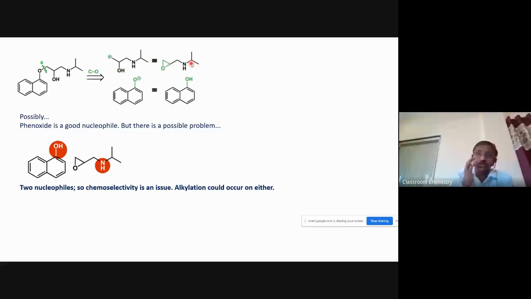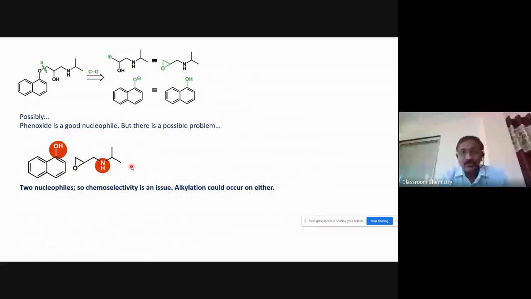Now the question arises: phenoxide is a good nucleophile, but there is a problem because there is nitrogen and a hydroxyl group. So two nucleophiles are present in a molecule, then alkylation takes place, because this can attack over here and this can also attack over here, and that's why such a reaction is a competitive reaction, so we can get a number of products. So to avoid such chemoselectivity, always prefer B, that we already discussed.